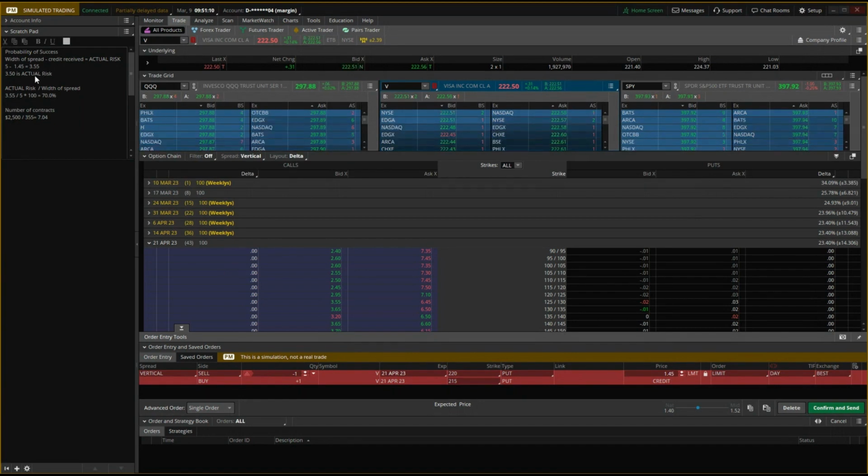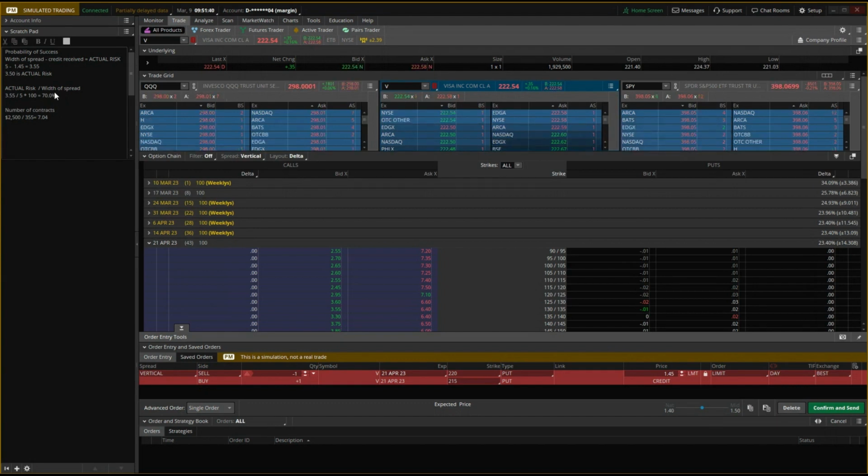Okay. And then to calculate the probability of success, we take the $355 divided by the width of the spread, multiply that by 100. That's going to give us a 70% probability of success. And that probability of success, the definition is this trade making 1 penny or more. So we could just make 1 penny, but hey, that would be a profit. It's not losing money.